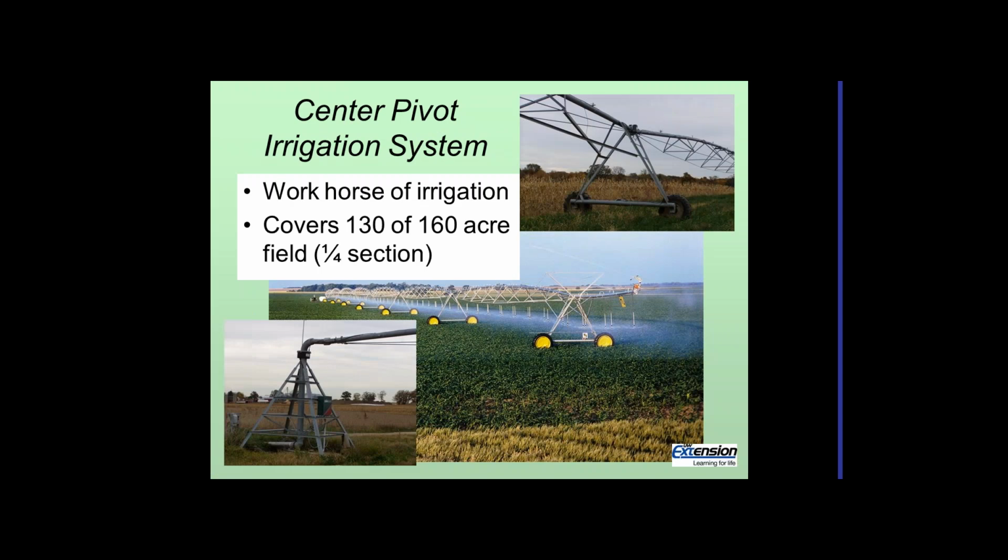The center pivot system is a workhorse. A typical center pivot system would be set up as a quarter section system, although they can be different sizes. A straight system would cover 130 acres out of the 160 acres of a quarter section field. A little terminology: if they rotate all the way around, they're called a pivot.